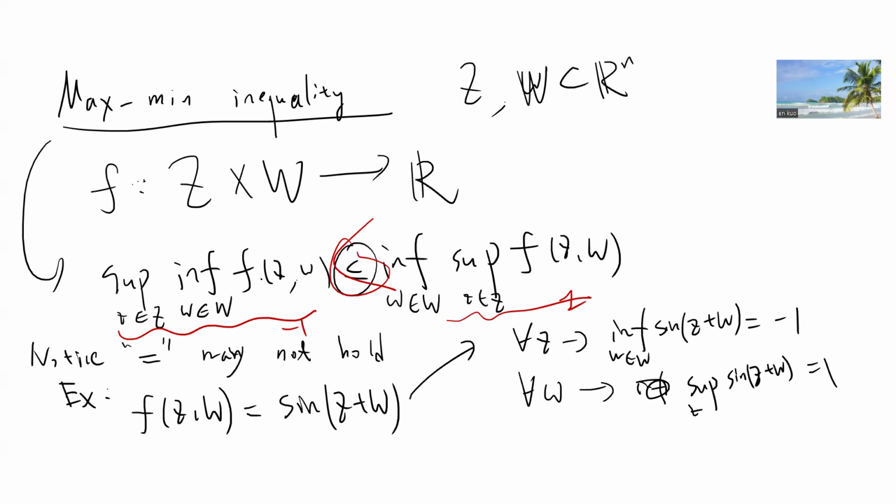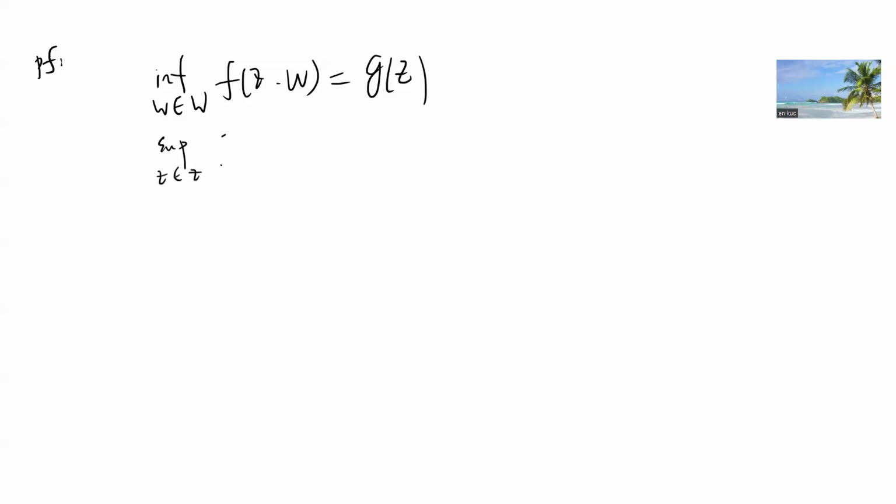Okay, so let's write down a proof. This proof is simple. You just think a little bit, and you will find the reason. Very trivially, let me write the following. I can write the infimum of f(z, w) over w belonging to W, and let's say this is called g of z. And let me write the supremum of f(z, w) over z belonging to Z, let's say h of w.